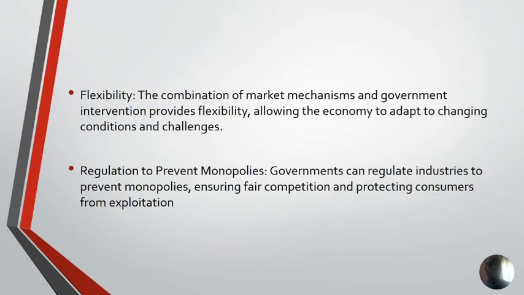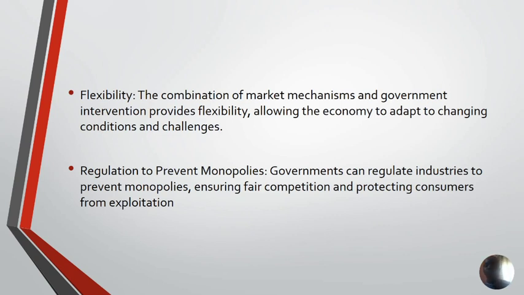Then we have flexibility. We talk about the combination of the market mechanism and government intervention providing flexibility, allowing the economy to adapt to conditions and challenges. As you know, if market forces are left to operate, we are likely going to see much more efficiency and more equitable distribution of resources by allowing the Adam Smith price mechanism to operate using its incredible functions. We are going to have perfect allocation of resources.